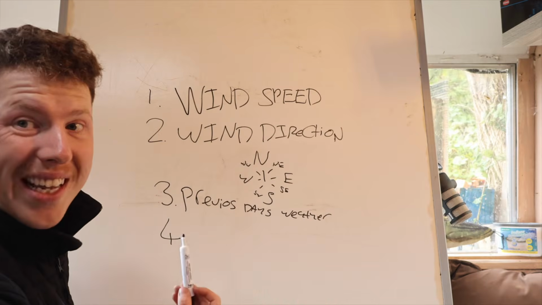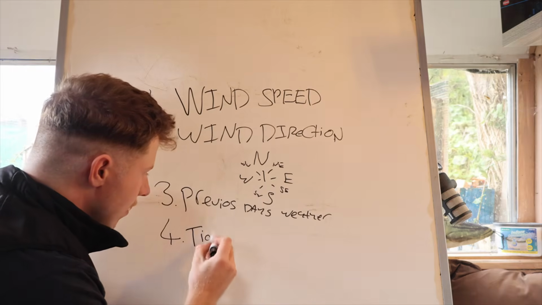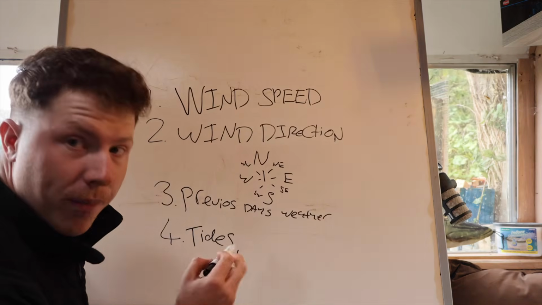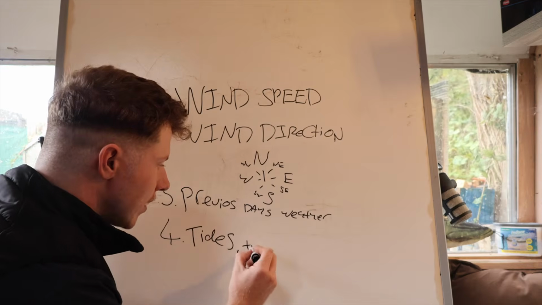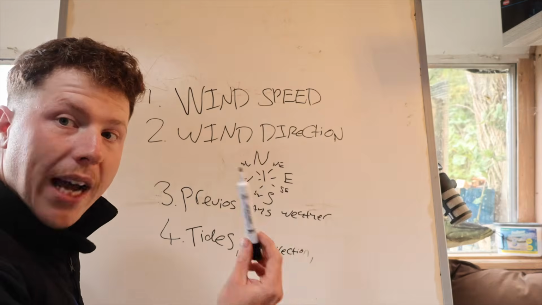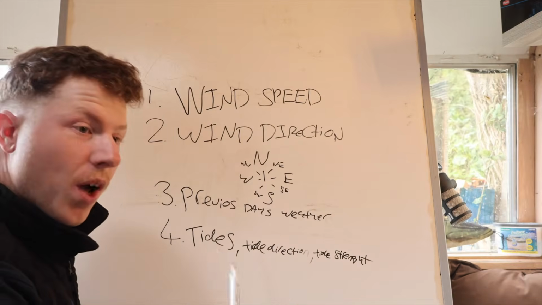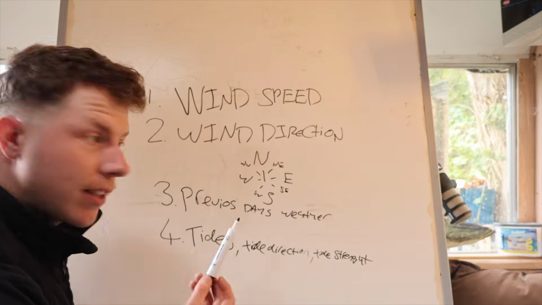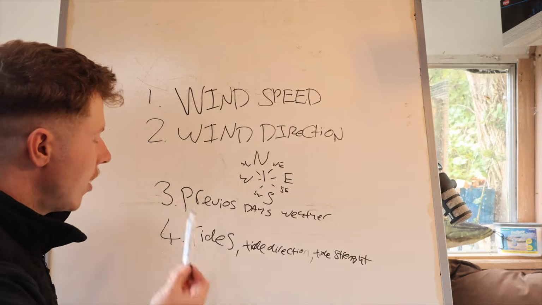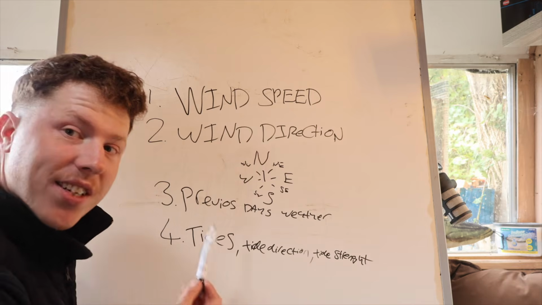So number 4 is very important, and that is tides. So tides are so important. Depending on the tide direction we've got to take into account, and also tide strength. All important because it works with the sea. And those are the main 4 things that we need to be looking at when deciding to go to sea. Wind speed, wind direction, previous day's weather, and number 4, the tides, the tide direction, and tide strengths.